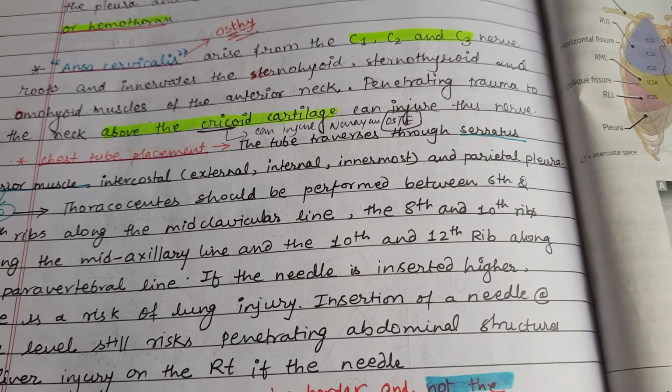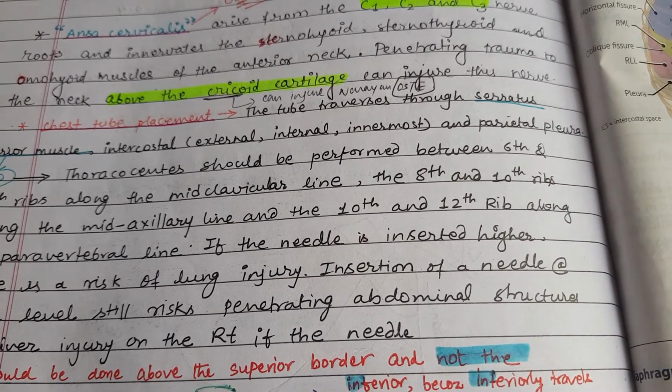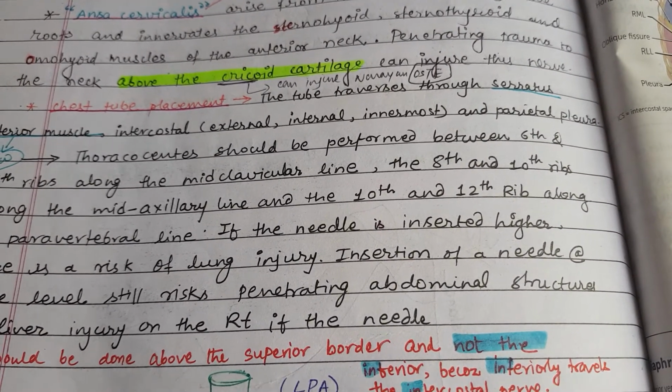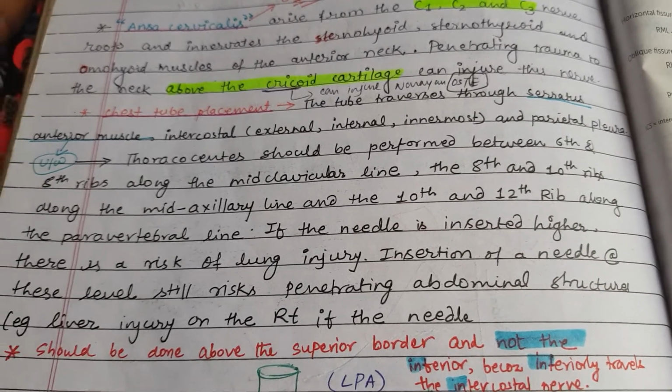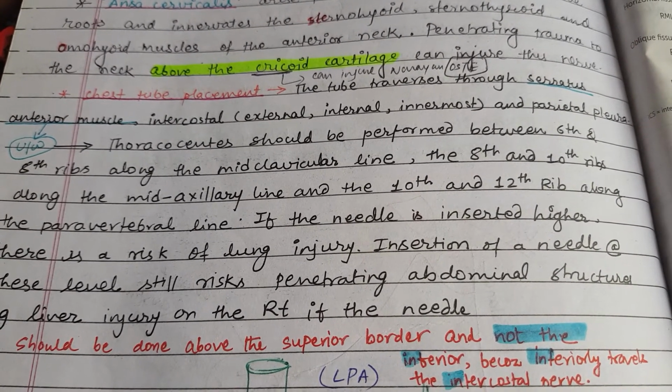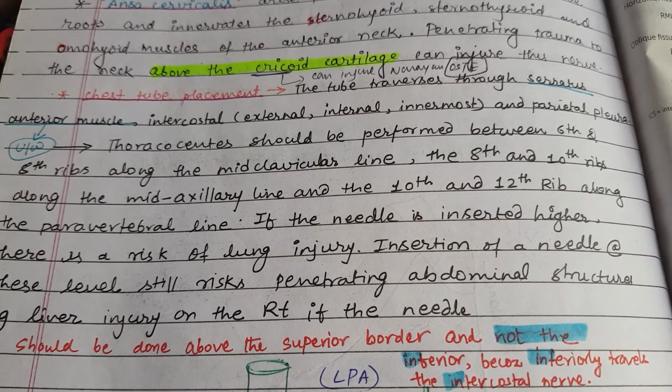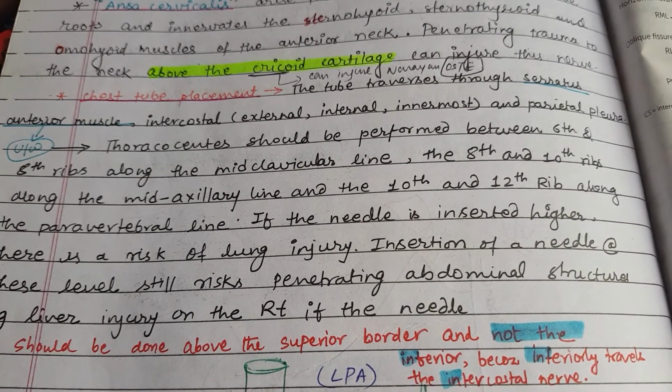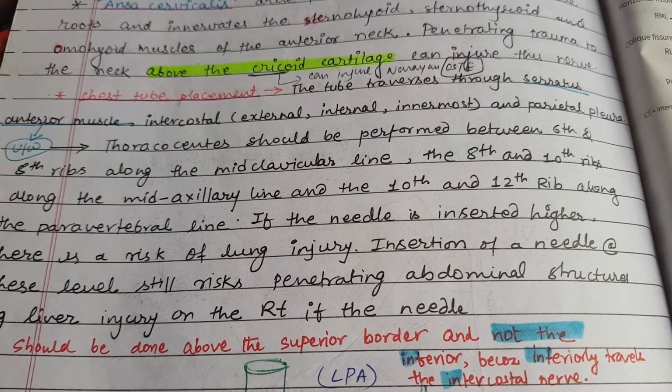Okay, and chest tube placement. Okay, the tube traverses through the serratus anterior. Okay, there was a question on this, right? So the tube will traverse through the serratus anterior muscle, intercostal muscles, that is external, internal, and innermost, and parietal pleura.